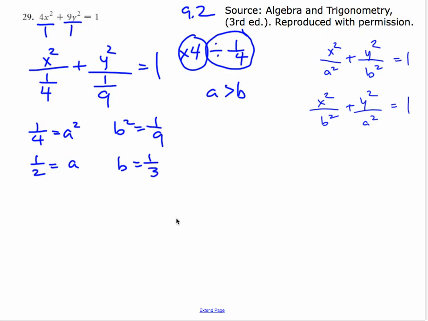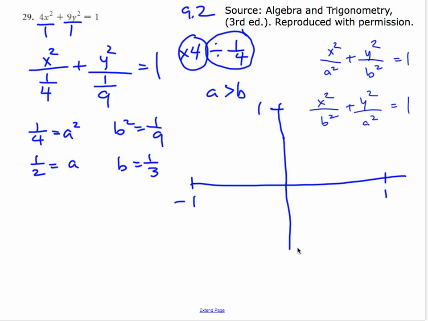So if you were drawing this, let's put 1 way over there and minus 1 over here, and we'll put a positive 1 there and a minus 1 down here somewhere. Since the larger number is under x squared, that means it's an ellipse that's going to be sideways like that. This one's centered at the middle because there's no x minus h; h in this case would be 0, k in this case would be 0, so the center of this ellipse is at the origin.